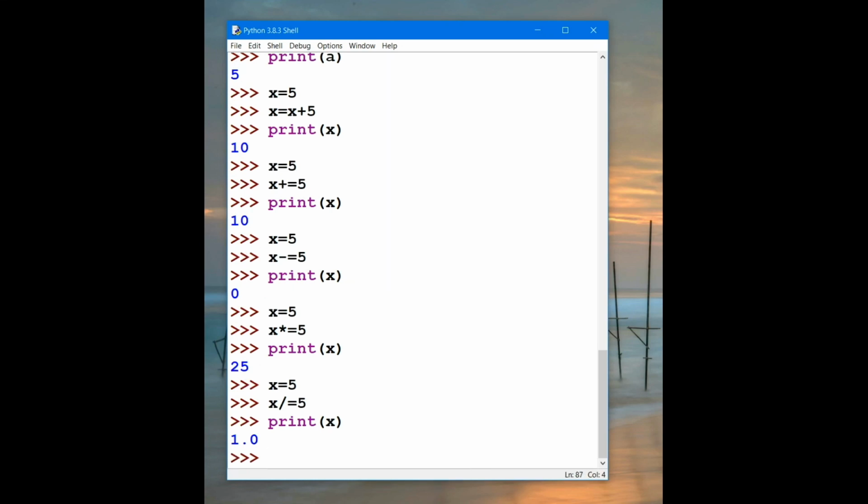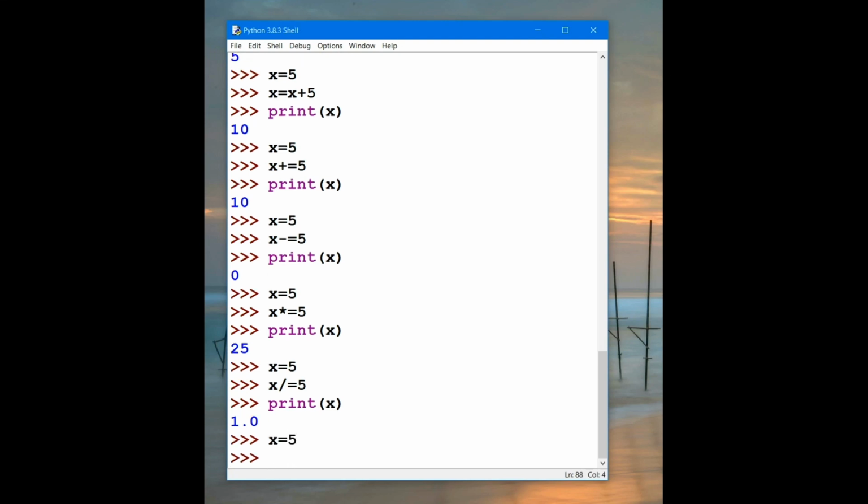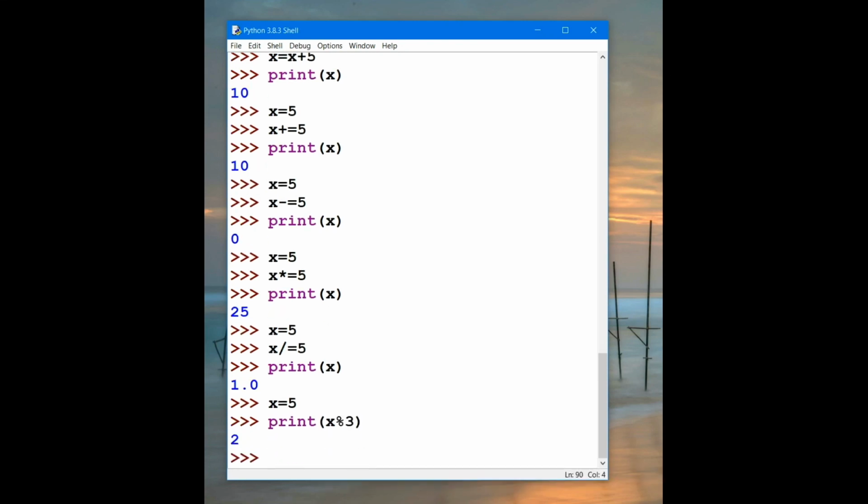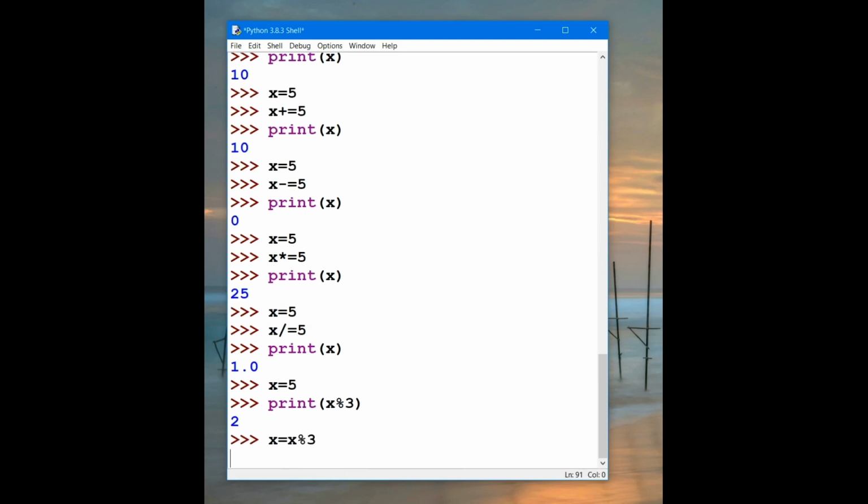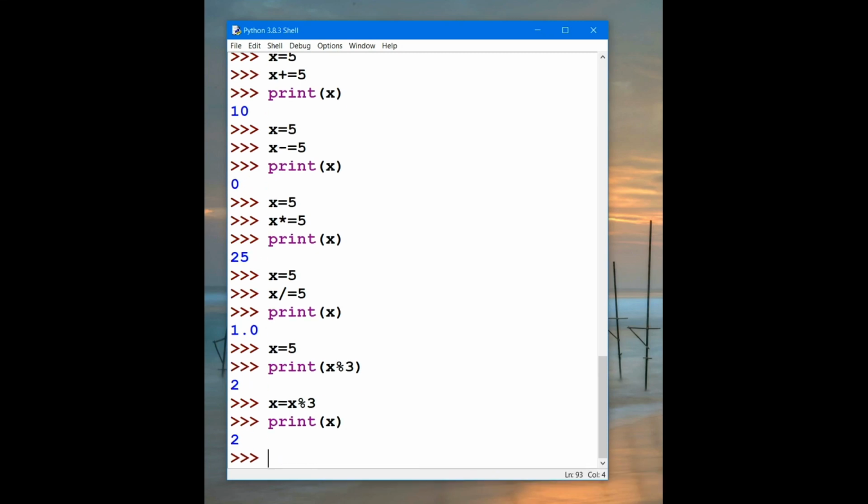Then we have the mod operator, the modulus and assign operator, which is again the same. x equals 5, and if we do x mod equals 3 and print x, we will get 2. And if we do the same, x equals x mod 3, and then print x, we will get 2.